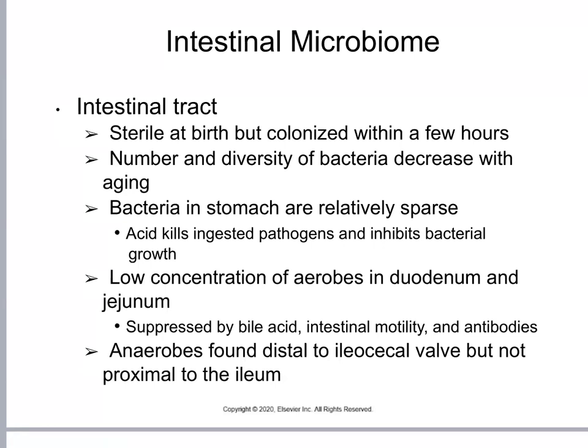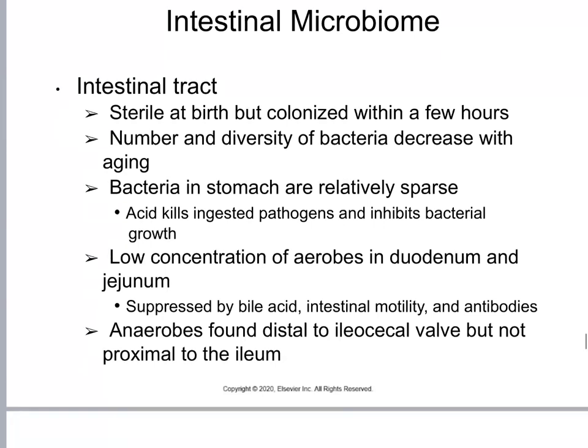In the actual stomach, there's not much bacteria at all. In the stomach, acid is what kills pathogens. There's a low concentration of aerobes in the duodenum and jejunum. It's suppressed by acid, intestinal motility, and antibodies. There are anaerobes that are distal to the ileocecal valve, but they're not proximal to the ileum.